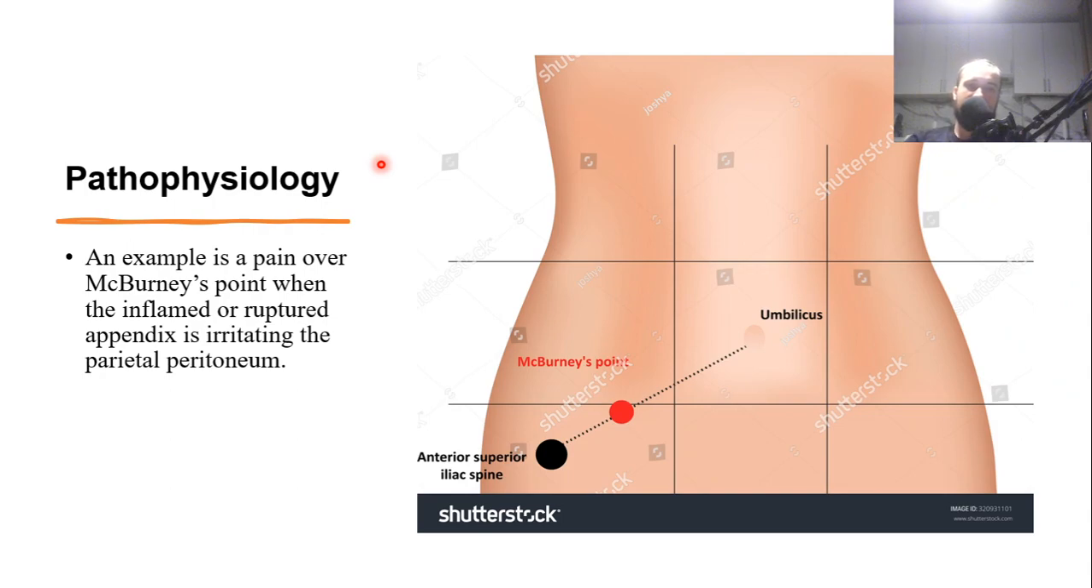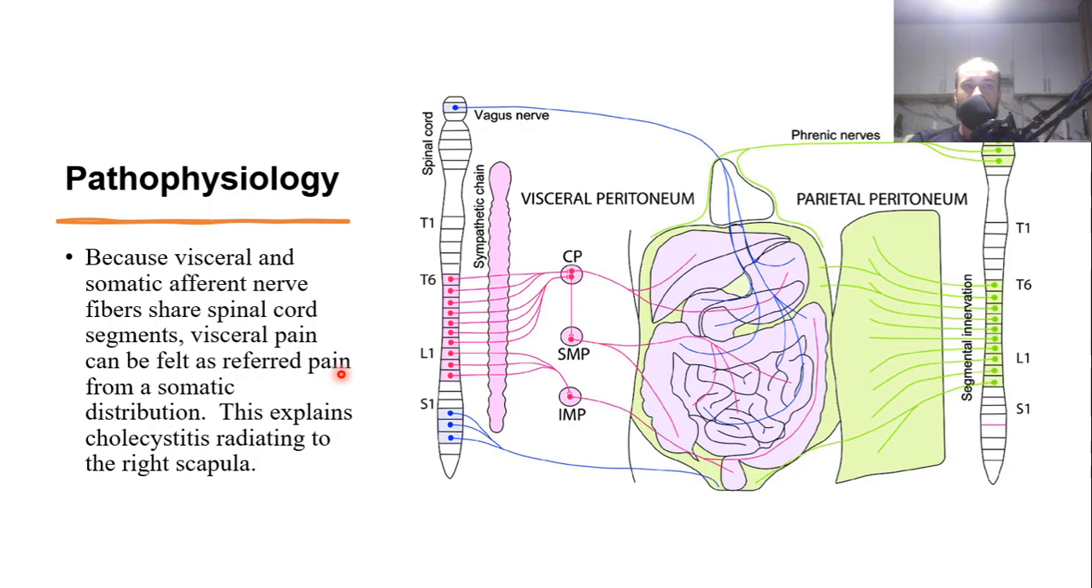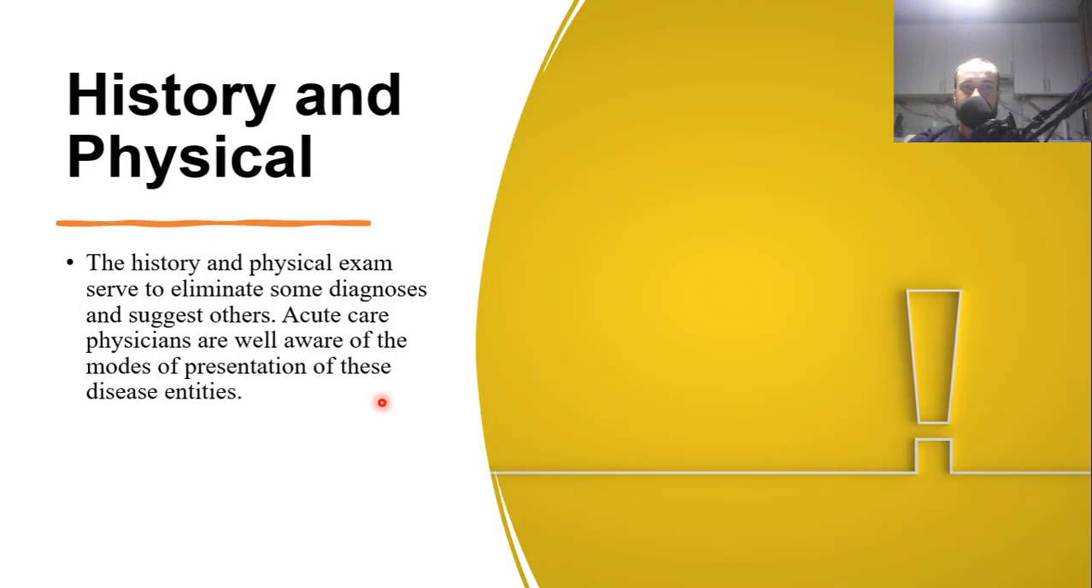An example is pain over McBurney's point when the inflamed or ruptured appendix is irritating the parietal peritoneum. Because visceral and somatic afferent nerve fibers share spinal cord segments, visceral pain can be felt as referred pain in a somatic distribution. This explains cholecystitis's relation to the right scapula. The history and physical exam serve to eliminate some diagnoses and suggest others. Acute care physicians are well aware of the modes of presentation of these diseases.